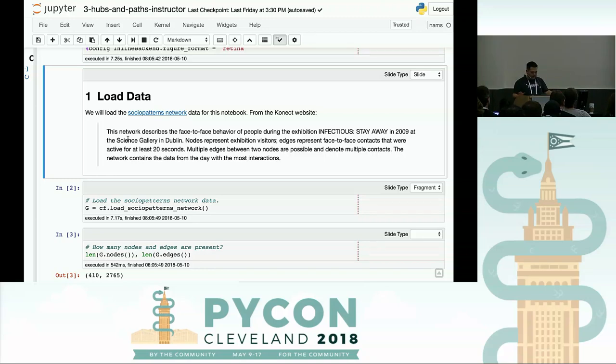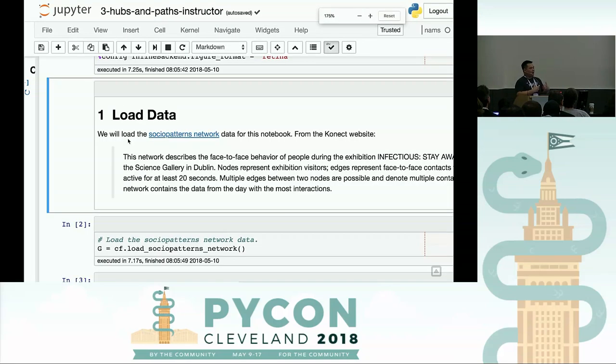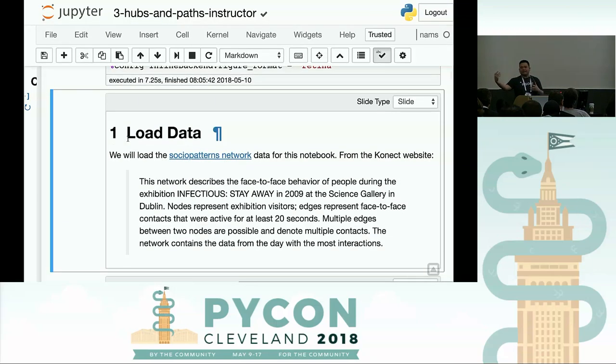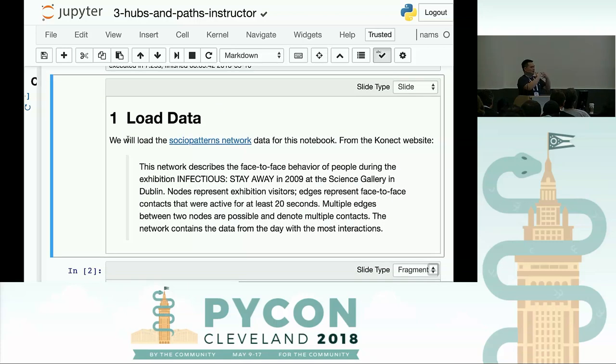We'll use this data set, which is what we call the social patterns network. Let's take a look at what it is. This network describes people walking into an exhibit. They come in some order, and they have a face-to-face connection with some other person in this exhibit for 20 seconds or longer. That's the definition of the graph.